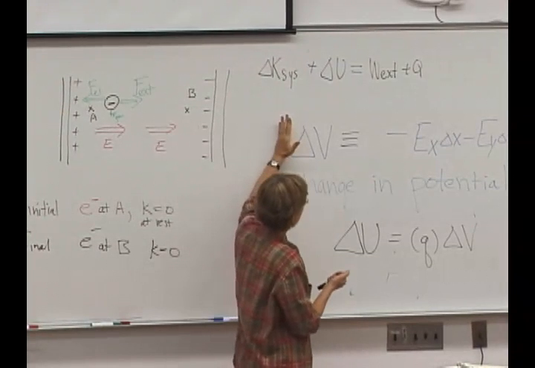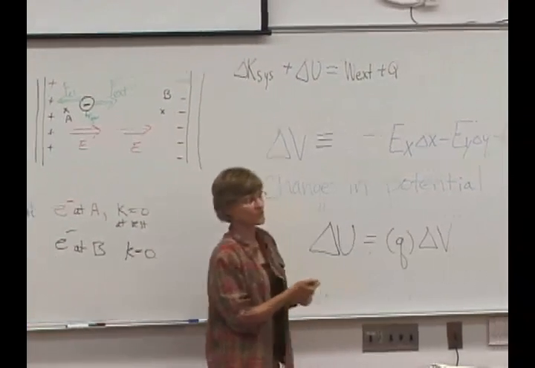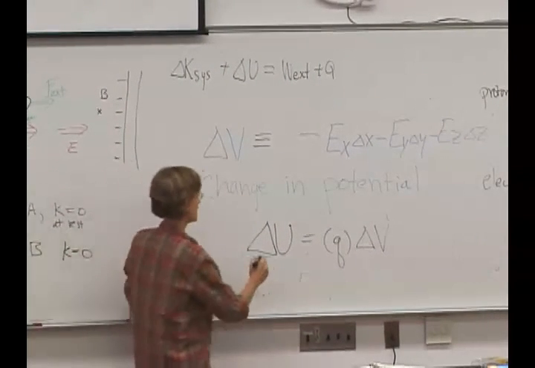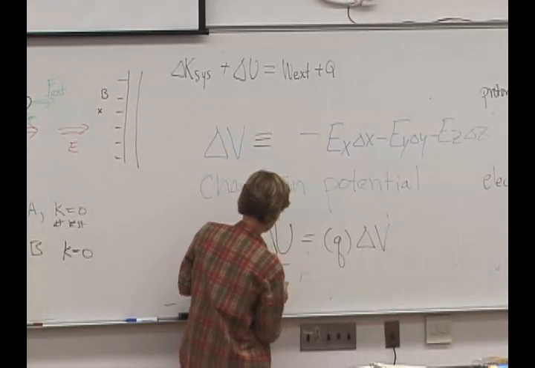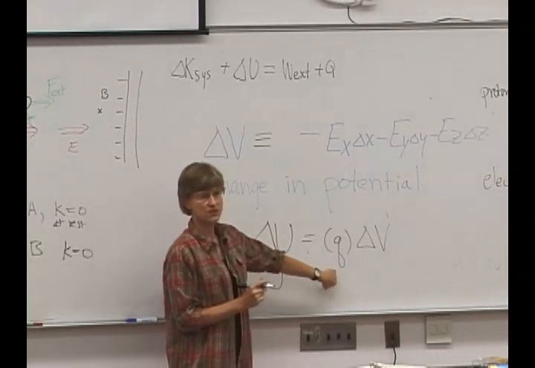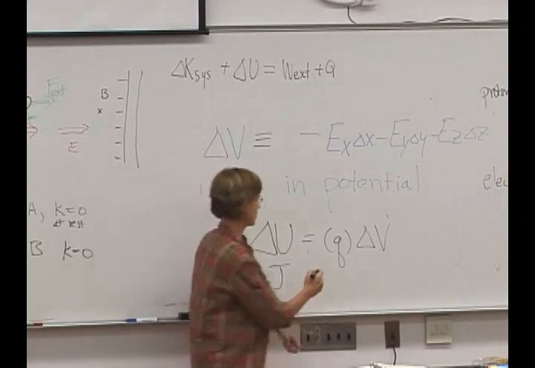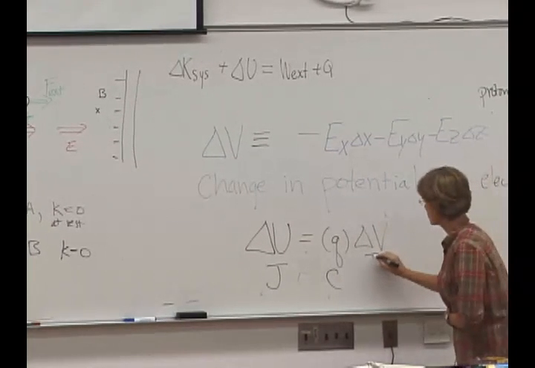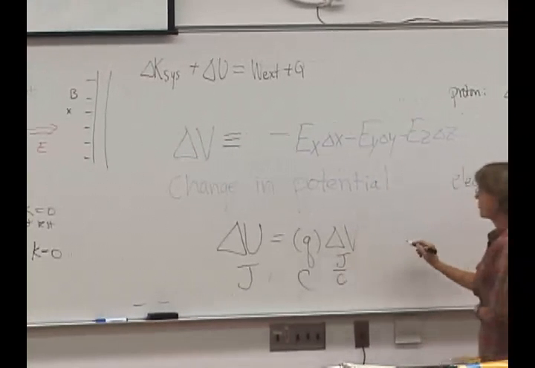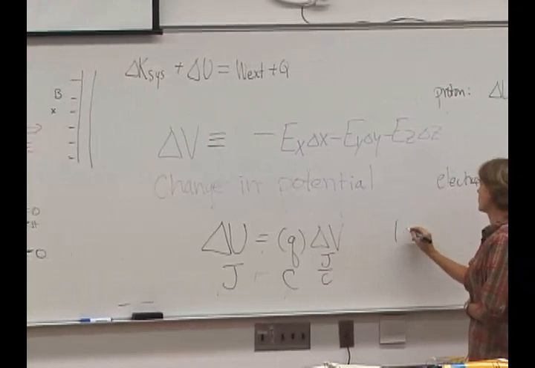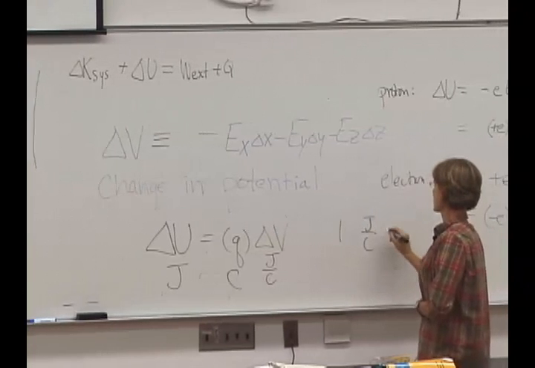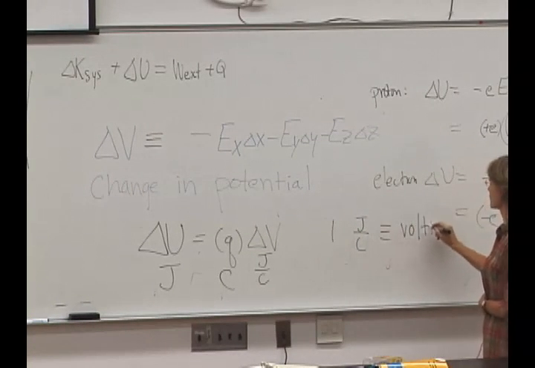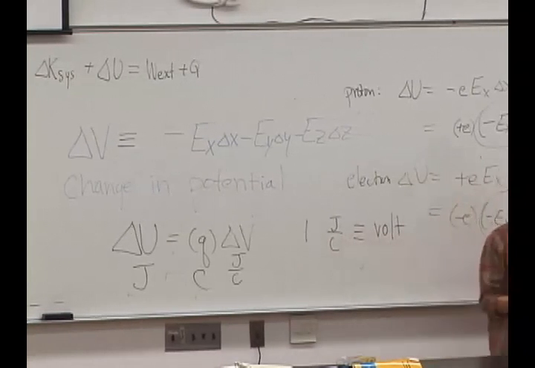But this is called electric potential, and what are the units going to be? This has units of joules, right? So that's energy. This has units of coulombs. So this better be joules per coulomb. And it's so important that a joule per coulomb is in fact given its own unit. It's defined as a volt. And 1 volt is 1 joule per coulomb.